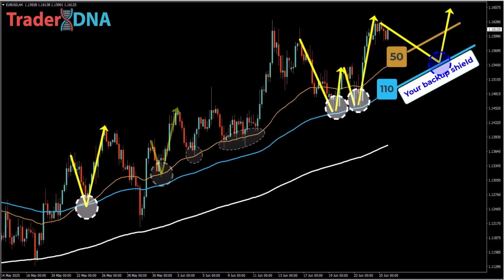And here's where it gets even more epic. This chart isn't just respecting one line, it's respecting two major levels, the 50 and the 110. That's not random, that's structure, that's order, that's the market literally giving us multiple high probability entry points on a silver platter. It's like having two layers of confirmation before jumping into a trade, and that makes your decisions way stronger.